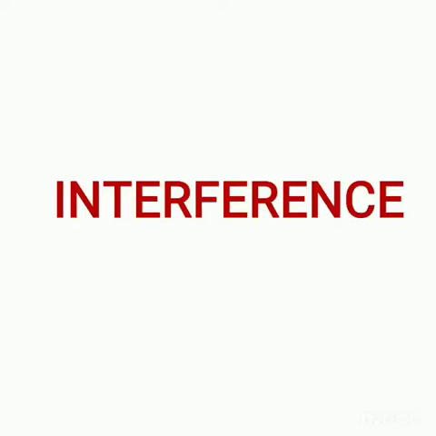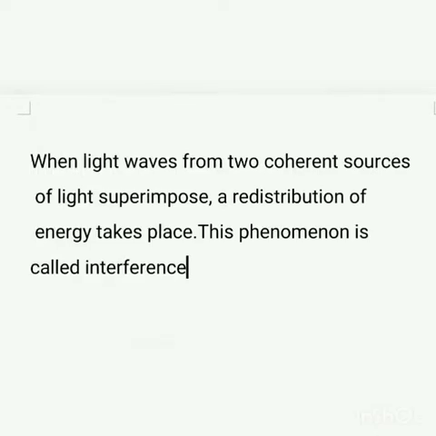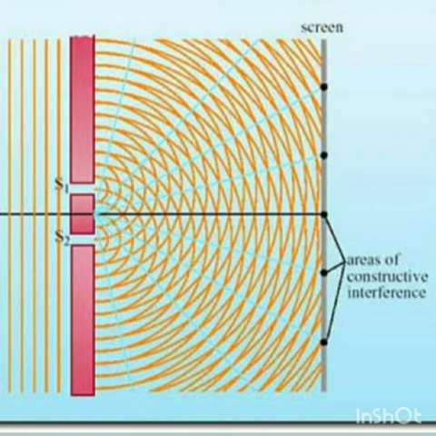Good morning, dear students. Today, let us learn about interference. When light waves from two coherent sources of light superimpose, a redistribution of energy takes place, and this is called interference. In the diagram, you can see waves from two sources S1 and S2 falling on a screen. And on the screen, there are points of constructive as well as destructive interference.